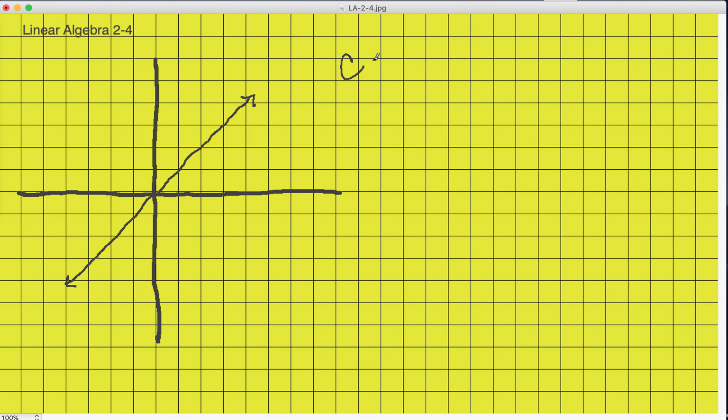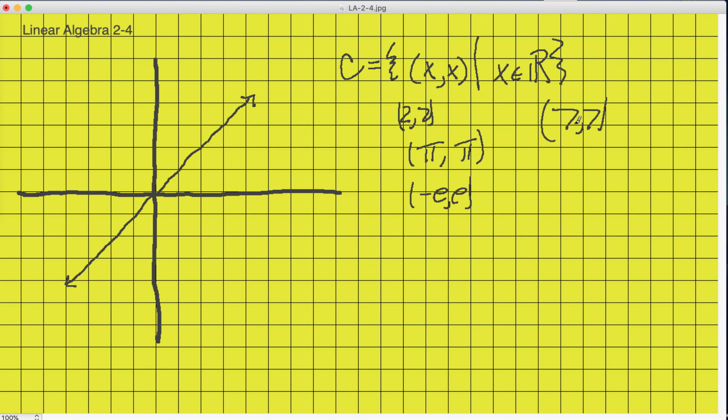So let's call this C, and I'm going to say let that equal the set of all x comma x, such that x is contained in R. So the point is what is in this set C? Well, 2 is in it. Pi is in it. Minus E is in it. 7 is in it. So one of the questions you might ask is, is 0, 0 in this set? And the answer is yes.